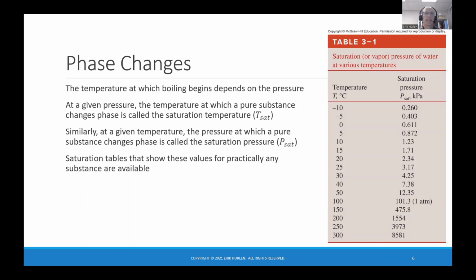Similarly, we can define a saturation pressure, which is the pressure at which the substance will be saturated for a given temperature. The saturation pressure of water at various temperatures are shown in this table over here to the right. Note that the value at 100 degrees Celsius is atmospheric pressure, as we know. Tables such as this also exist for the saturation temperature at various pressures, as well as saturation tables for many other substances. Some of them can be found in the appendices of the textbook.